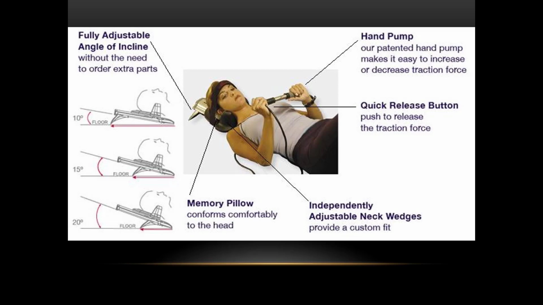This is a picture of a typical mechanical cervical traction unit. There are multiple factors that are adjustable, including the angle of incline. Again, more or less incline is needed to create distraction in different areas of the cervical spine. The hand pump creates the tension, and a quick release button allows the patient to release the traction.